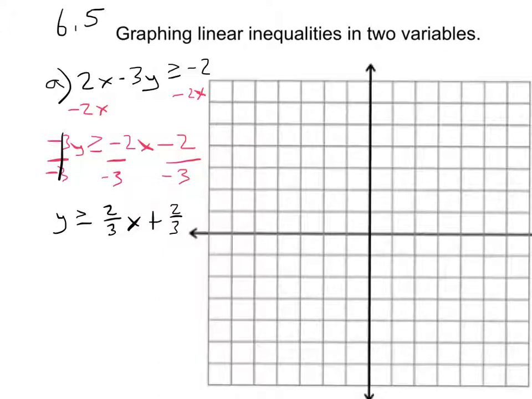So what I'm going to do is graph it. I'm going to go to 2/3 on the y-axis and graph my y-intercept. Then I'm going to go up 2, 1, 2 over 3, 1, 2, 3. I'm going to connect my dots in a line.